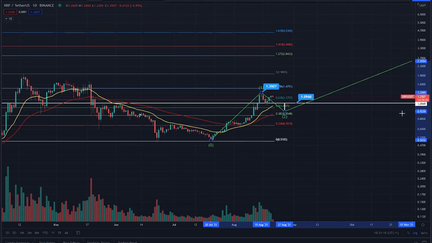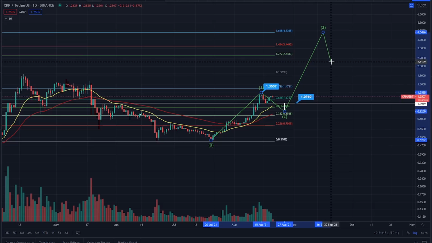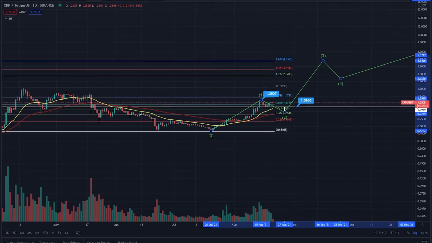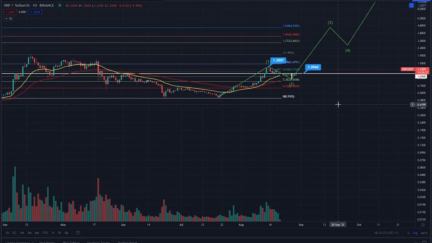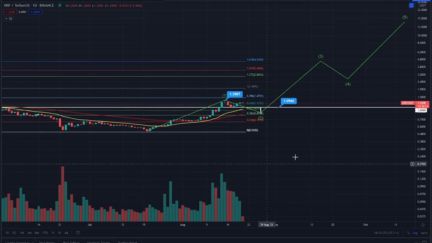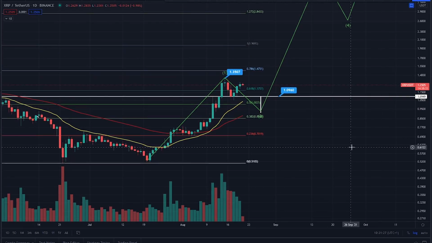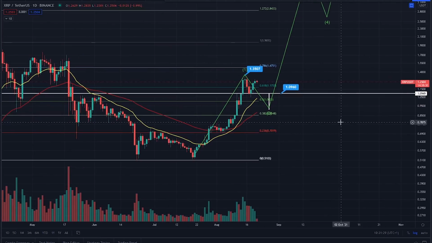Okay, and I do think that the wave is going to be a massive, monstrous wave taking us up to the 1.618 up there at $4 plus, where we get a wave 4 correction and then a wave 5 extension taking us up to wherever. Potentially. So this is what I'm seeing for XRP at the moment, and it is potential. It doesn't mean it's definitely going to happen. It's Elliott wave theory. It's called theory for a reason.